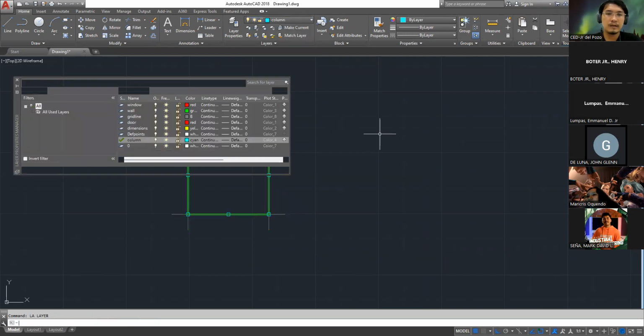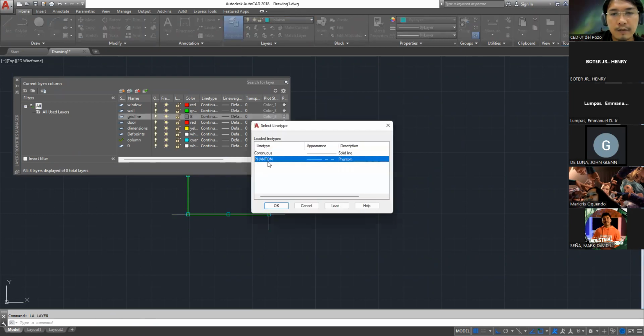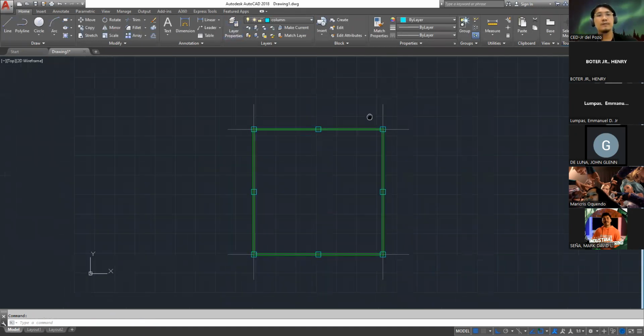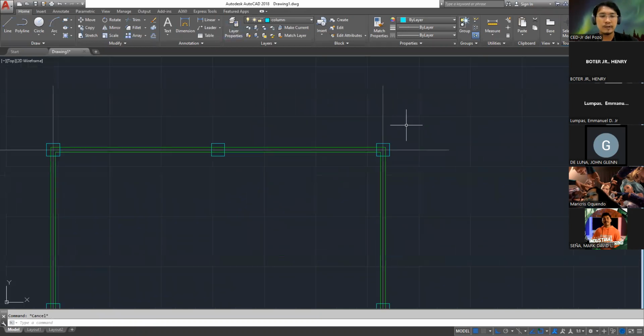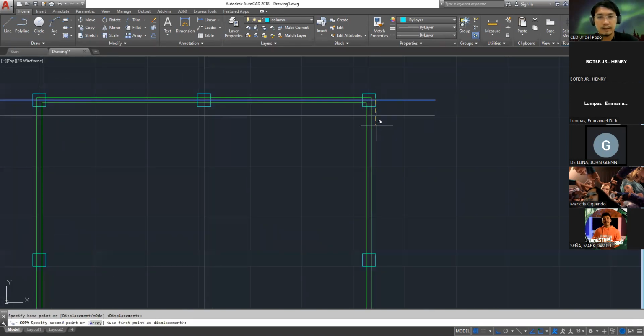Okay, by the way, balik tayo sa layer. Lahat ng line type is continuous except for grid line. Yung grid line is gagawin nyo siyang phantom line. Okay? Siya lang naman yung naka-phantom. Then, ang grid line is positioned always sa gitna ng column. So, kaya itong grid line na to, maglalagay din tayo dito. And then, ito din, maglalagay din tayo sa gitna niya.